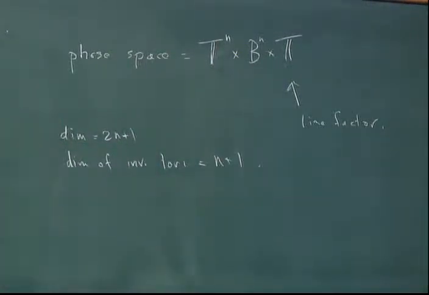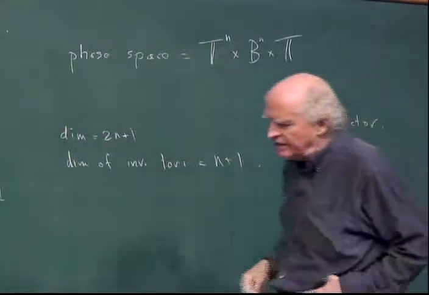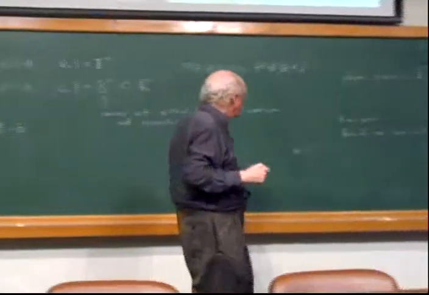Now, if you take n equals 1, you have 3, and here you have 2, and the invariant tori separate the phase space into two. If you have an invariant torus, it separates the phase space into two components. So if you have two invariant tori, you have a picture just like I have here, where there's the region between the two invariant circles, which contains no invariant circles, called a Birkhoff region of instability. That's for n equals 1.